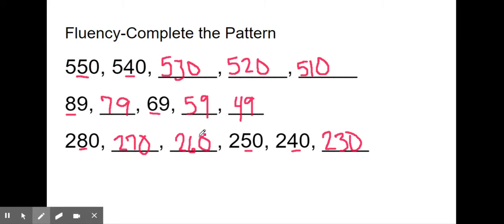So that is my last pattern, and now we have completed our fluency for today. Great job.